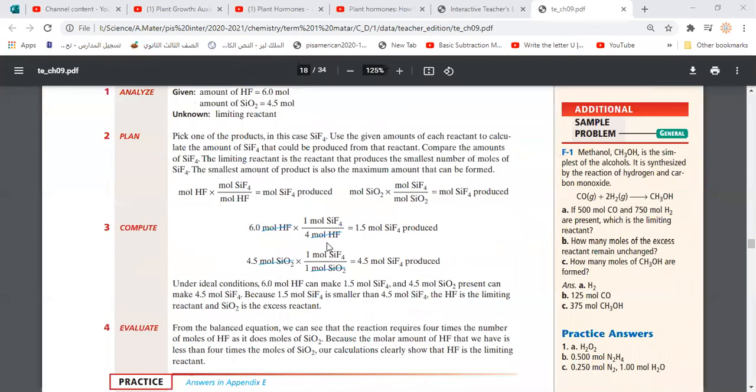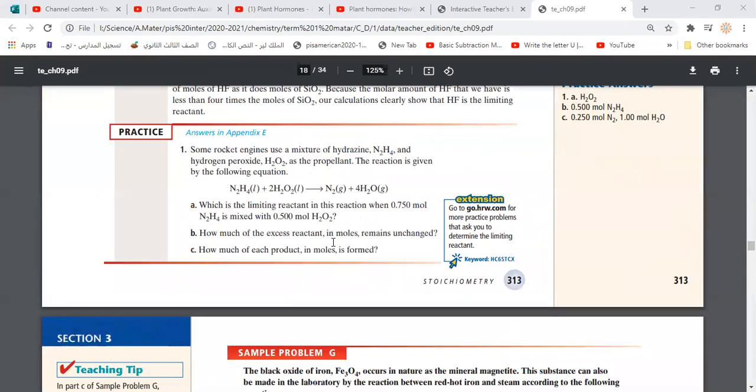Let's try another one here. Some rocket engines use a mixture of hydrazine N2H4 and hydrogen peroxide H2O2 as a propellant. That reaction gives us the following equation, so I give the equation as you could find here. He asks which is the limiting reactant in this reaction when 0.75 mole of N2H4 is mixed with 0.5 mole of H2O2. So who can answer this or who can work on this with me? Let's try, guys.